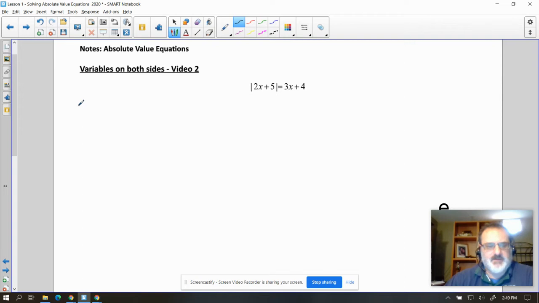The first thing I'm going to do is isolate the bars. And in this case, the isolation is already done for us. So the second step is to split into positive and negative cases. So I'm going to go ahead and do that.